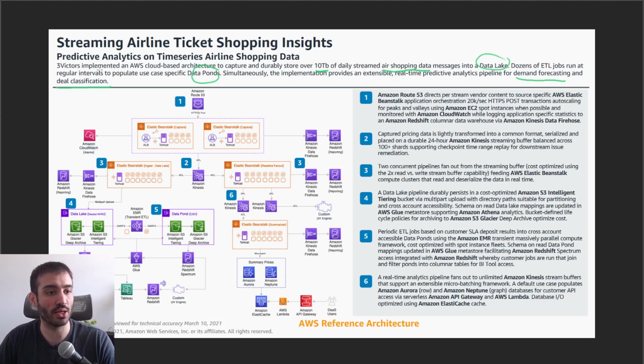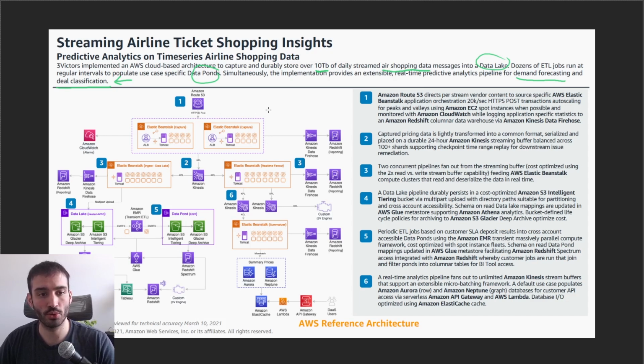And deal classification, so it would probably look at historical trends of what the price is over time, and if something is below a certain threshold, it can mark it as a good deal, moderately good deal, or a bad deal, or something like that. Okay, so that is kind of an introduction here to what we are dealing with.